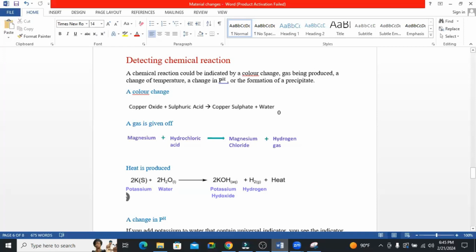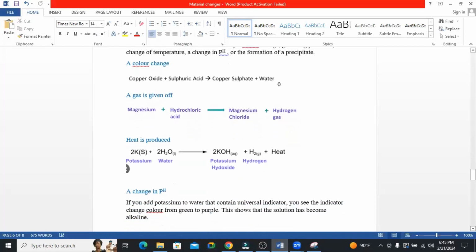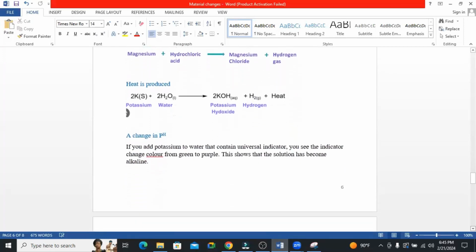Next thing, heat is produced. In the reaction between potassium and water, the products are potassium hydroxide and hydrogen gas. Other than that, heat is produced. When you touch the surface of the container of the products, you can feel it is very hot. That means heat has been produced, and from that we can tell that a chemical reaction has happened.